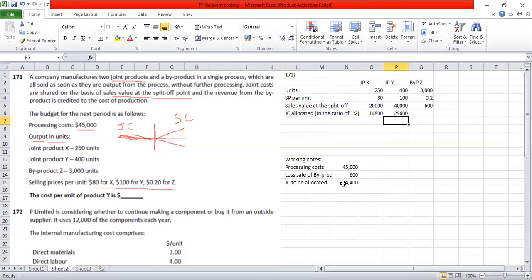Now we are asked to find out what is the cost per unit for product Y. Cost per unit will be the cost allocated divided by the number of units.